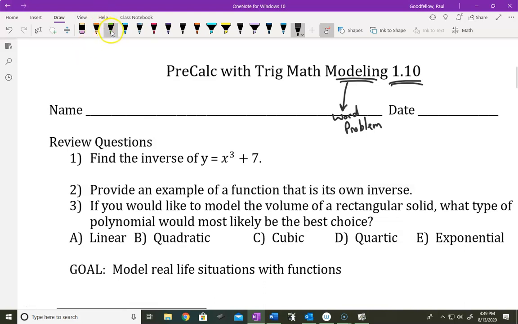Now, before we do any of those word problems that are coming down the pike, we're going to try a couple of review questions just to remind ourselves of what you should have learned in previous sections with Coach Leesman.